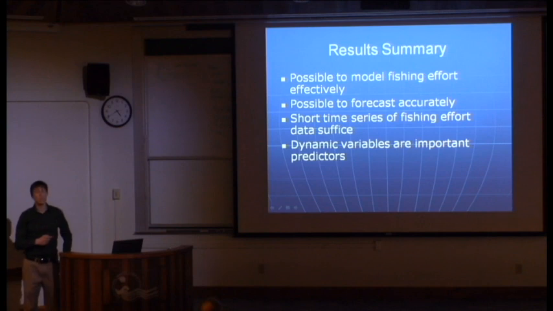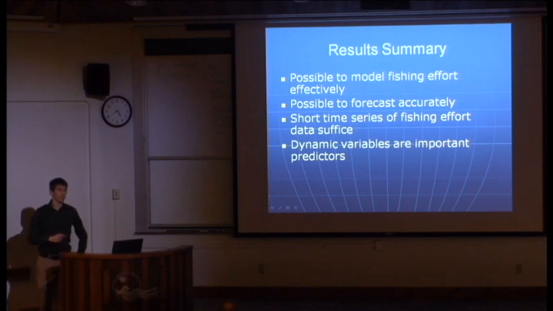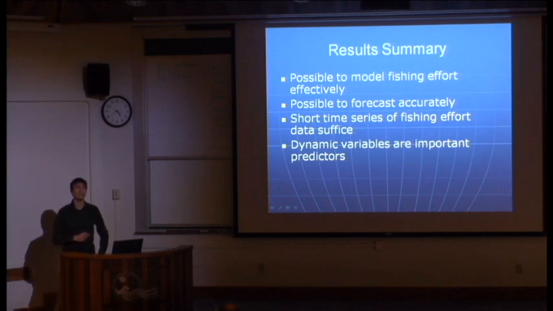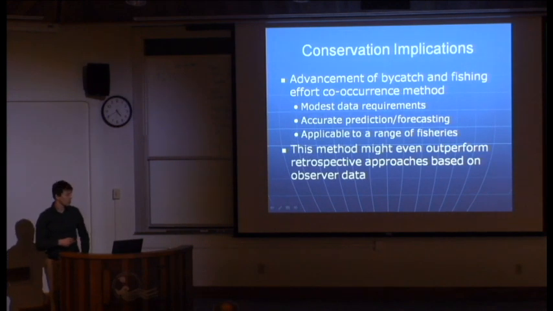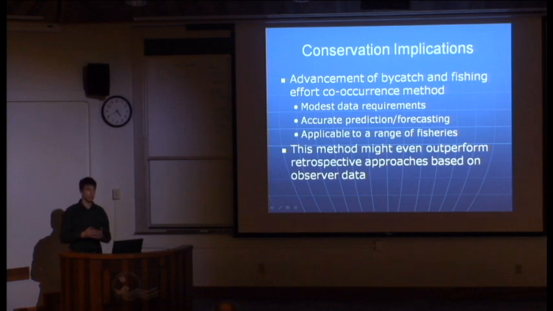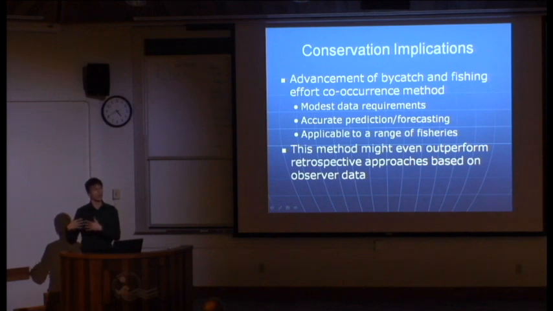Okay, so let's summarize this portion of the talk. We've shown that it's possible to model fishing effort effectively, and it's possible to forecast into the future accurately, that you don't need a lot of data, a short time series will suffice, and that dynamic variables are important predictors. So what does this mean? Well, this is hopefully an advancement of the bycatch-fishing effort co-occurrence method. It shows that we can do this in a dynamic setting, looking forward, rather than just using data from the past looking backwards, or static data.